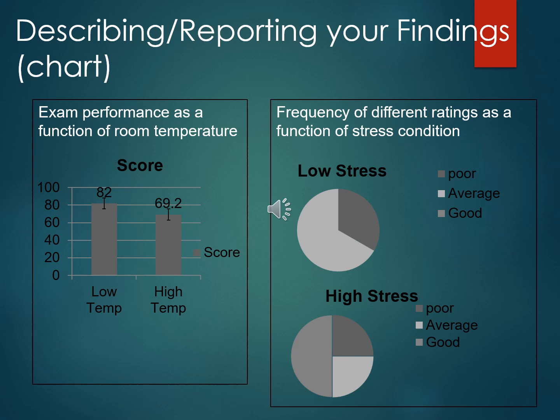And the right side is the frequency of different ratings as a function of stress condition. So poor, average, good, and these are indicated by a pie chart. And then also for the high stress condition as well.